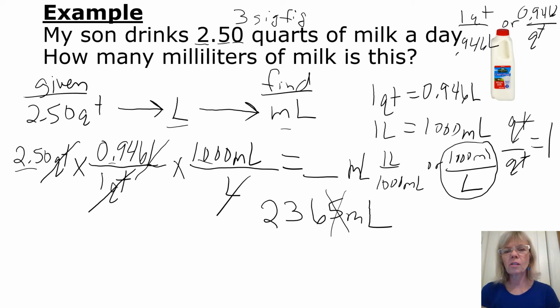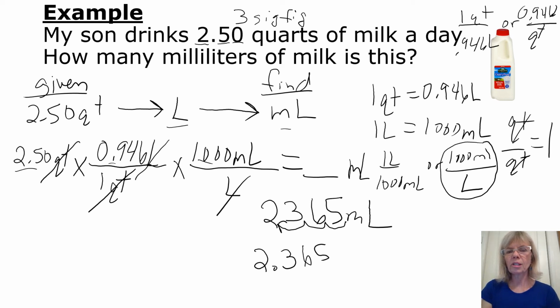So never change the value. The only way we can make this have 3 sig figs is by putting our number into exponential notation. So let me just rewrite that again. Okay, so we have our imaginary decimal here, and I'm going to move that over 3 spots. So then I have 2.365 when I do that.